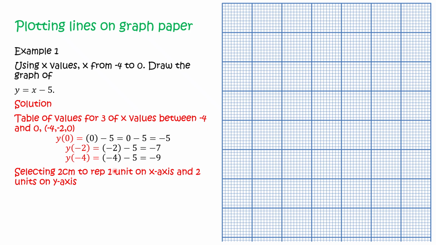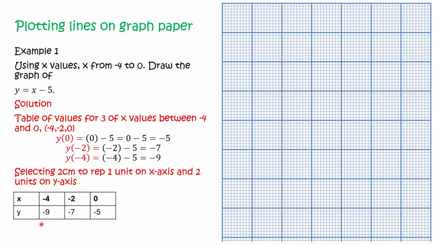However, on the y-axis, we might have a bit of a challenge. So let's use 2 centimeters to represent 2 units, because for the y, the scale is a little bit wider. Now, we are going to express our values in terms of a table. That would be easier to read. So when x is -4, we got our y to be -9. When x was -2, our y was -7. When x is 0, our y was -5.